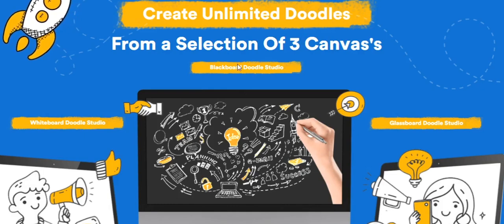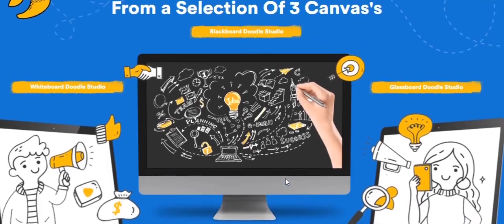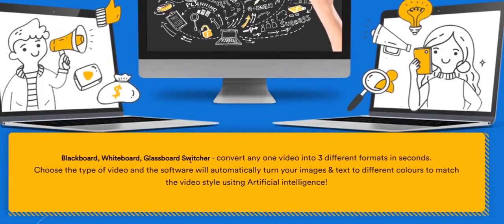DoodleMaker is a great blackboard, whiteboard, glassboard switcher. Convert any video into 3 different formats within seconds. Pick the type of video and the software will automatically convert your images and text into various colors to match the video style utilizing artificial intelligence.